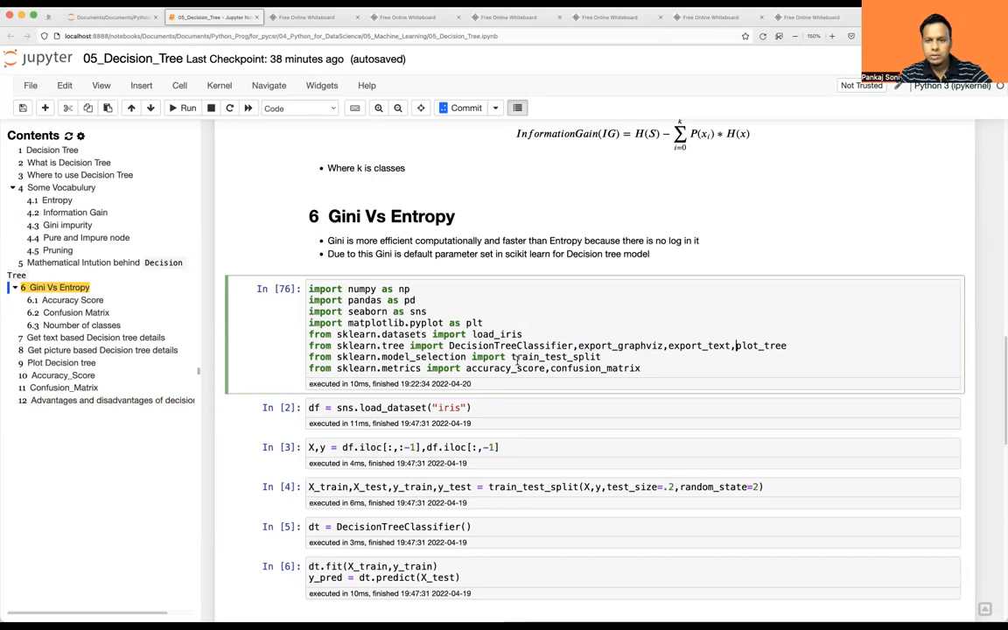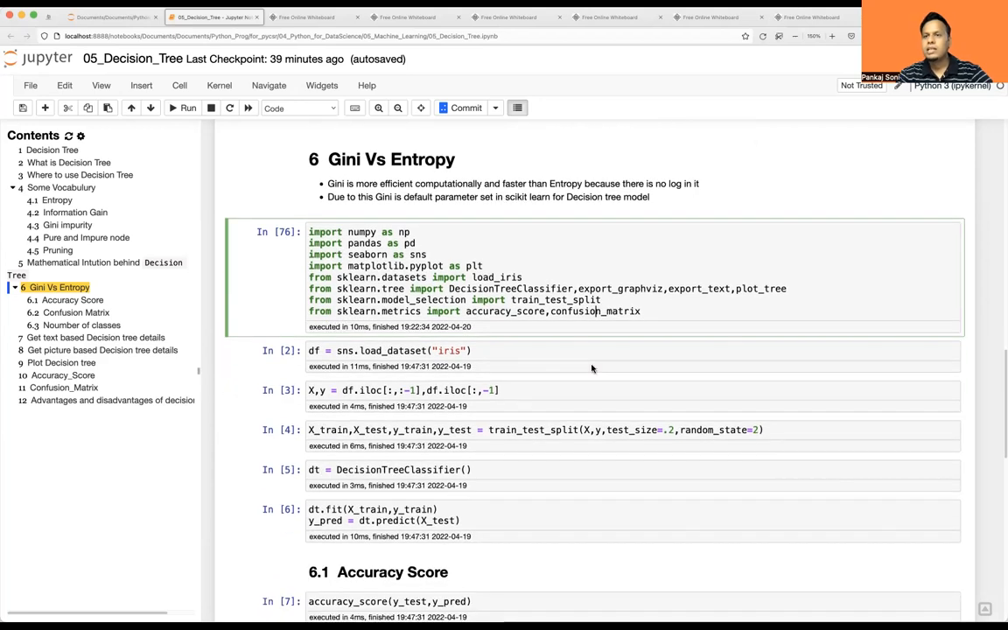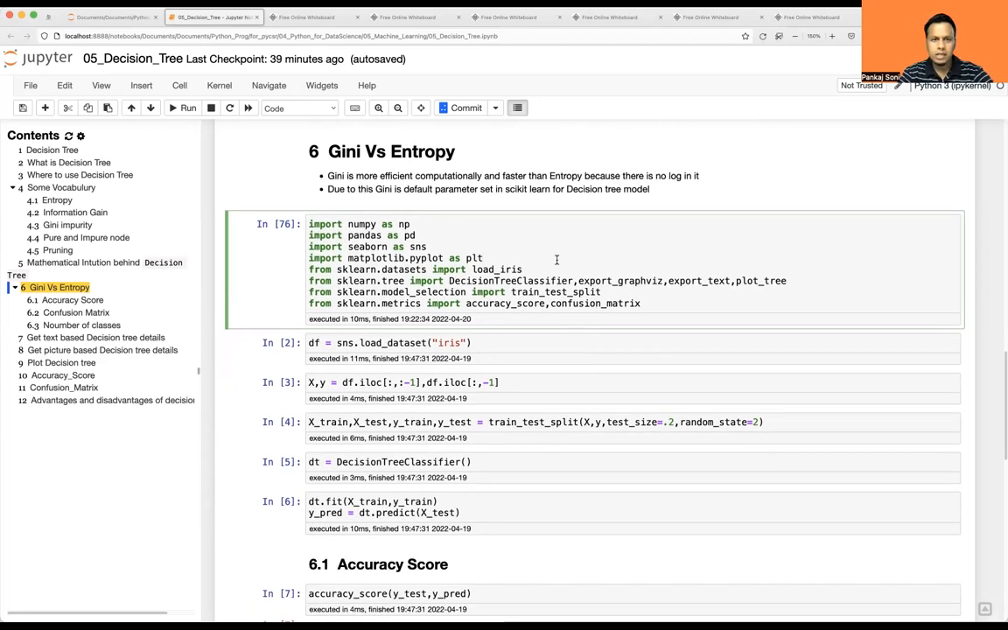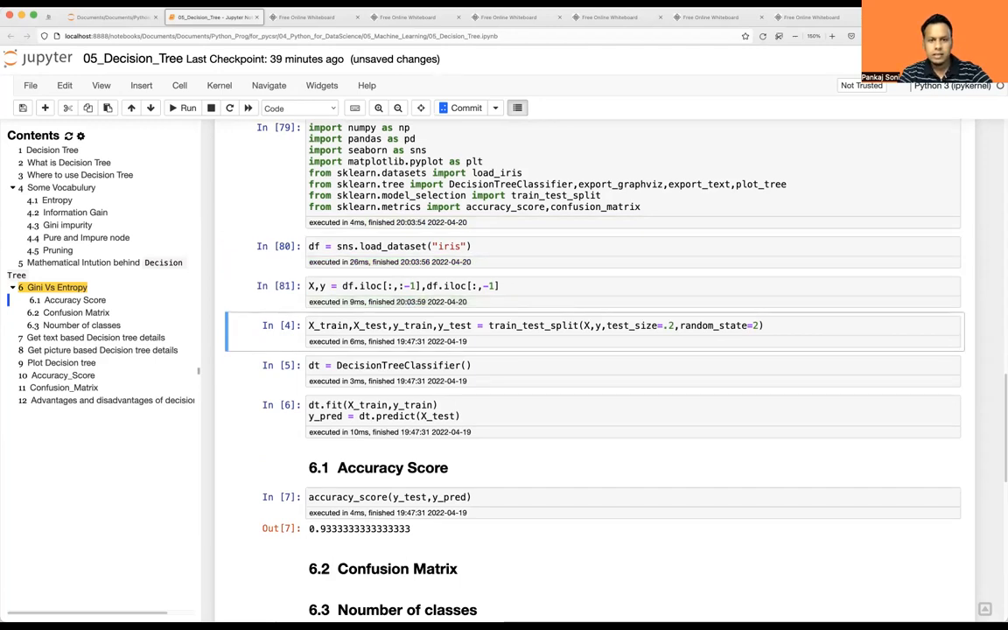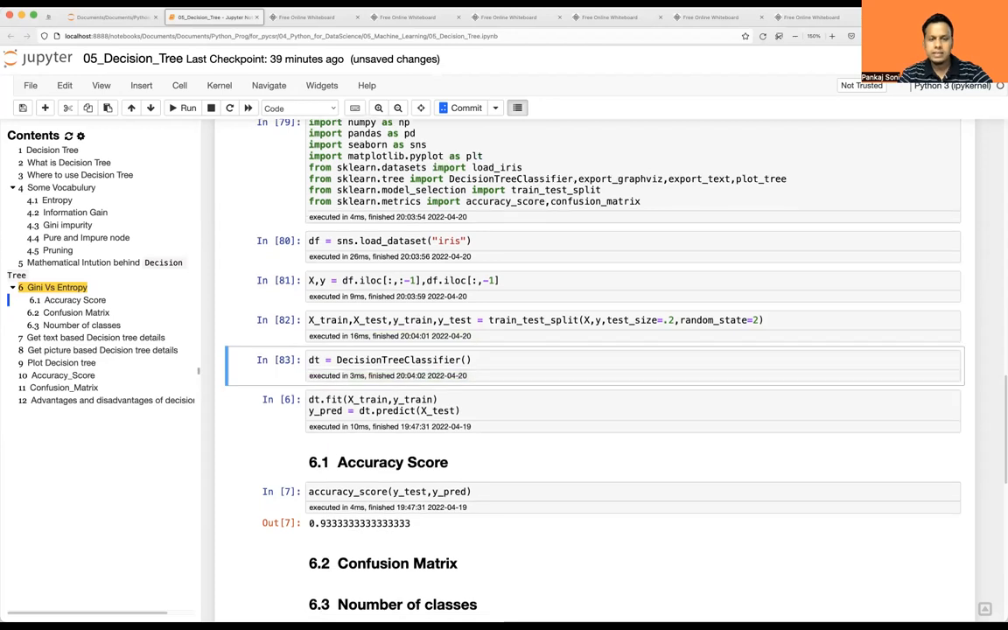Okay, then we are going to use train test split. I'm also going to use accuracy score and confusion matrix for showing the prediction. So let's go ahead and run it. I'm going to use the iris dataset, and this is X, y, X_train, decision tree classifier.